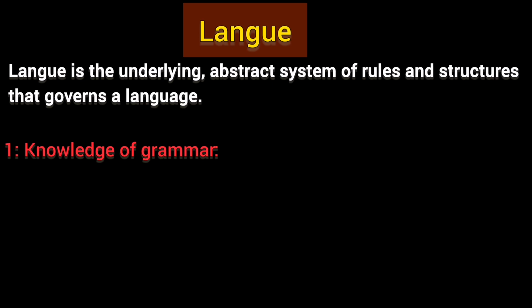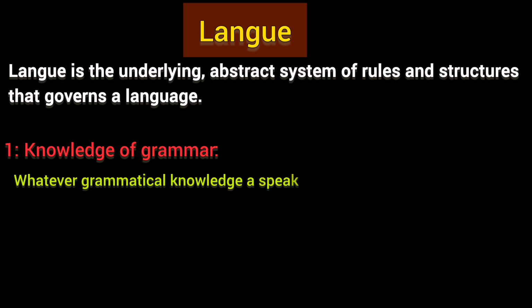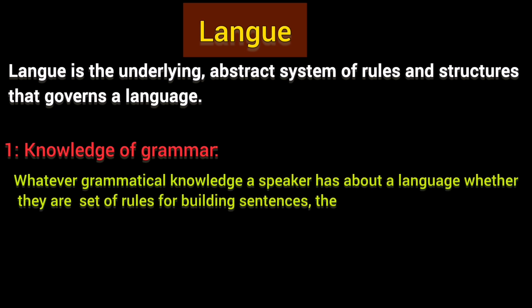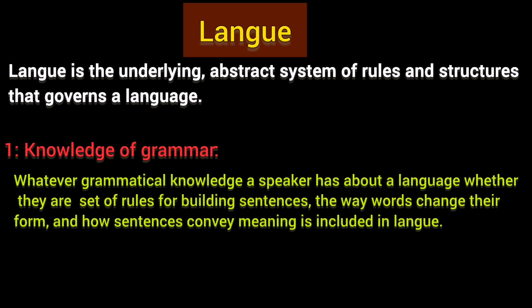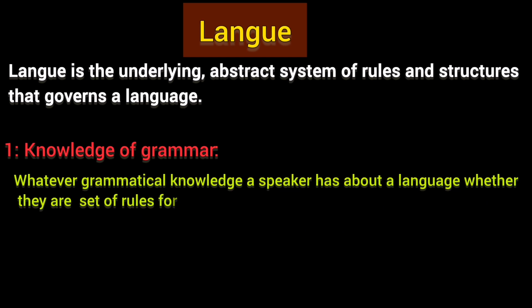By this point it means that, according to Ferdinand de Saussure, whatever grammatical knowledge a speaker has about a language, whether it is the set of rules for building sentences, the way words change their form, and how sentences convey meaning, is included in langue. To make it more simple, it refers to the knowledge of subject-verb agreement, verb conjugation, sentence structure, and word order, etc.